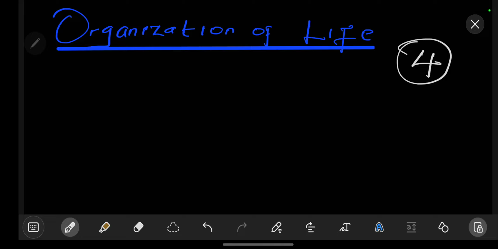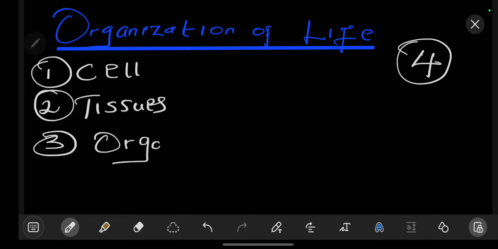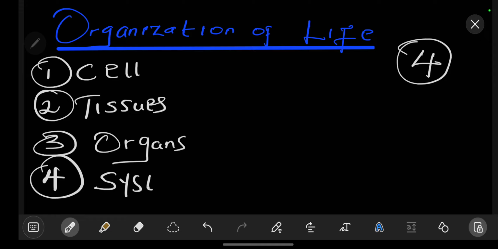Now, the first level, that is the lowest level of organization of life, is what we call a cell. Then the next level is what we call the tissues. And the third level is what we call the organs. And number four, which is the last, is what we call systems.